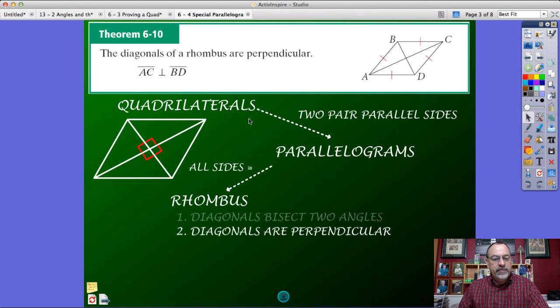So the rhombus keeps the characteristics of a parallelogram: opposite sides congruent, opposite angles congruent, and diagonals bisect each other. And in addition to that, because all the sides are equal, the diagonals are going to bisect the angles, and the diagonals are also going to be perpendicular to each other.